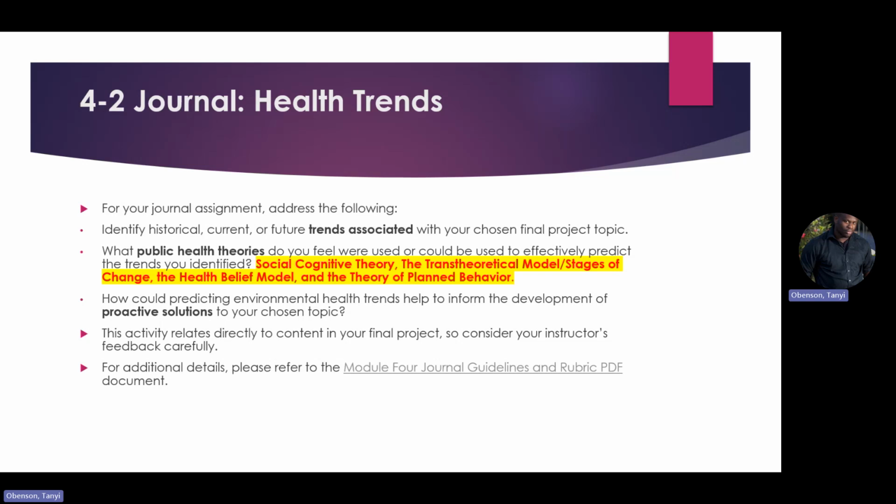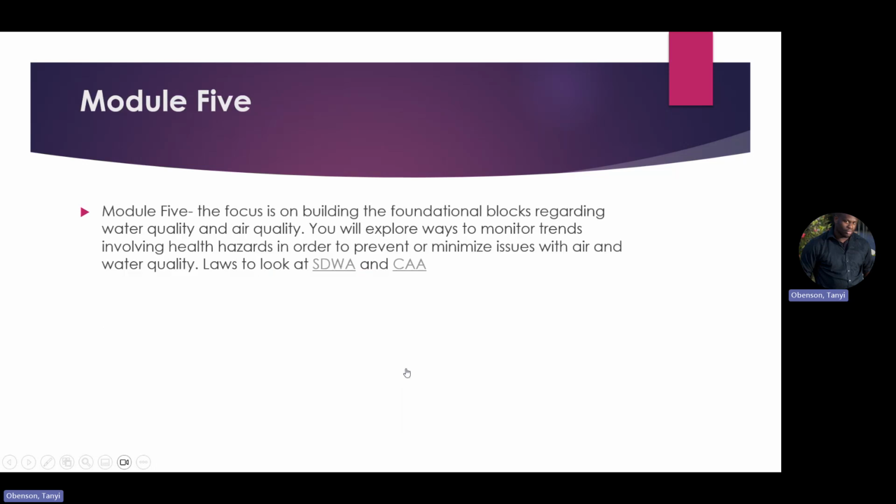For Journal 4, you're going to be looking at current, future, and historical trends on your final project topic. What public health theories do you feel were used or could be used to effectively predict trends you identified? Social cognitive, theoretical, health belief, planned behavior, etc. How could predicting environmental health trends help to inform the development of proactive solutions to choose a topic? For more information, refer to the guidelines and rubric.